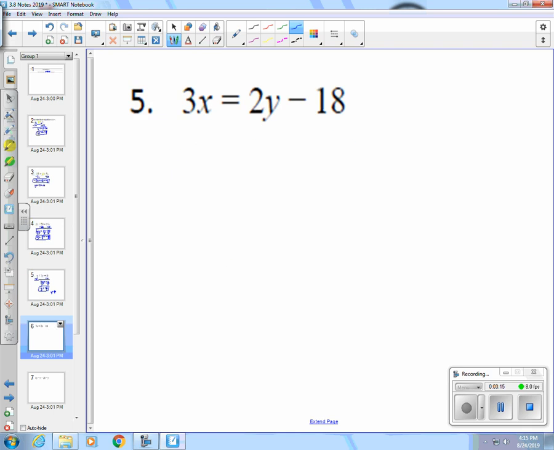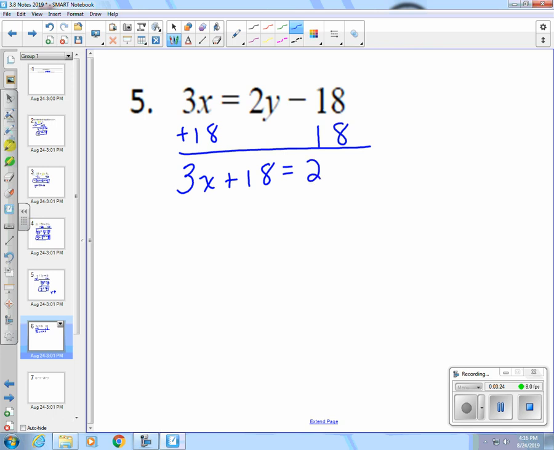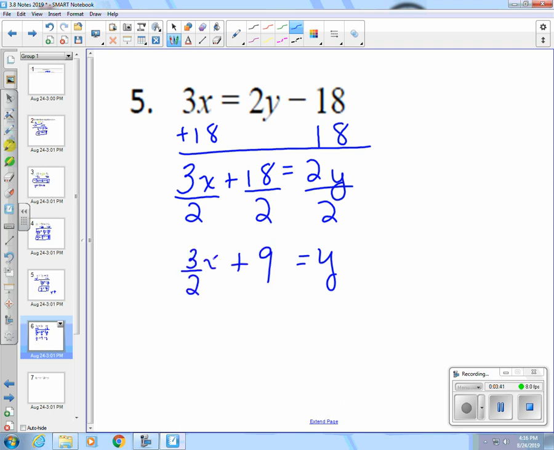We have y and the constant, so that means we need to add the constant to both sides. So we'll have 3x plus 18 equals 2y. And now we need to take care of the 2 that's in front of the y. And when we do that, we're going to divide every term by 2. So we have y equals 9 plus 3/2 times x. And go ahead and leave it as 3/2. Writing it as 1.5 is possible, but it's not necessary.